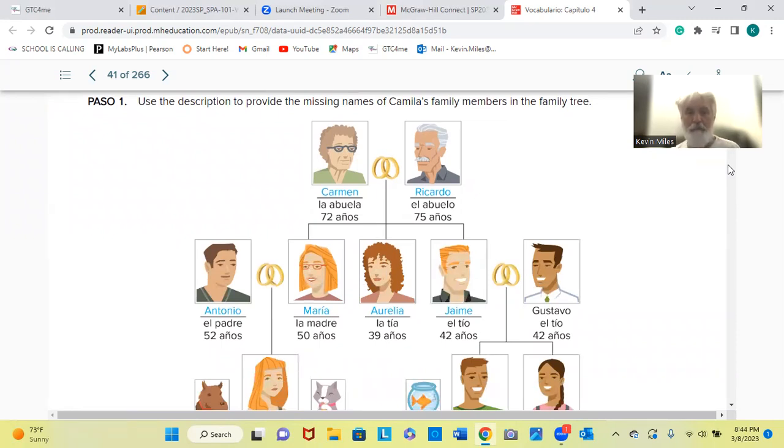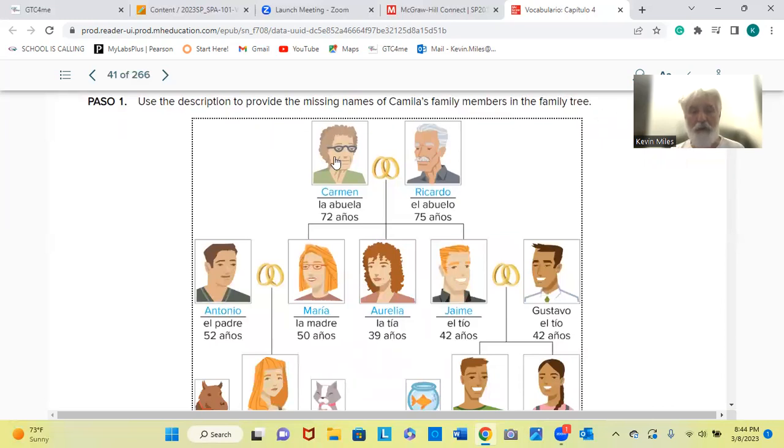Okay, so here we have at the top of the tree where it's given generationally. We have Carmen, la abuela, the grandmother, and Ricardo, el abuelo. And then the two of them are married, which is shown with the interlocked rings, and then they have children. They have 3 children, Maria, Aurelia, and Jaime. So you should be able to read a family tree. Now notice it says it's giving Carmen as la abuela and Ricardo as el abuelo.